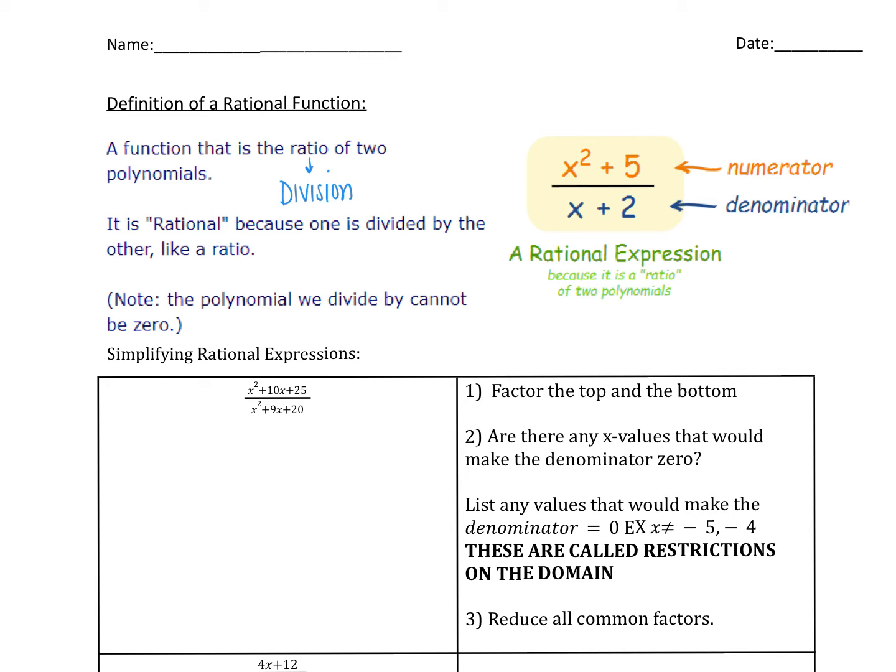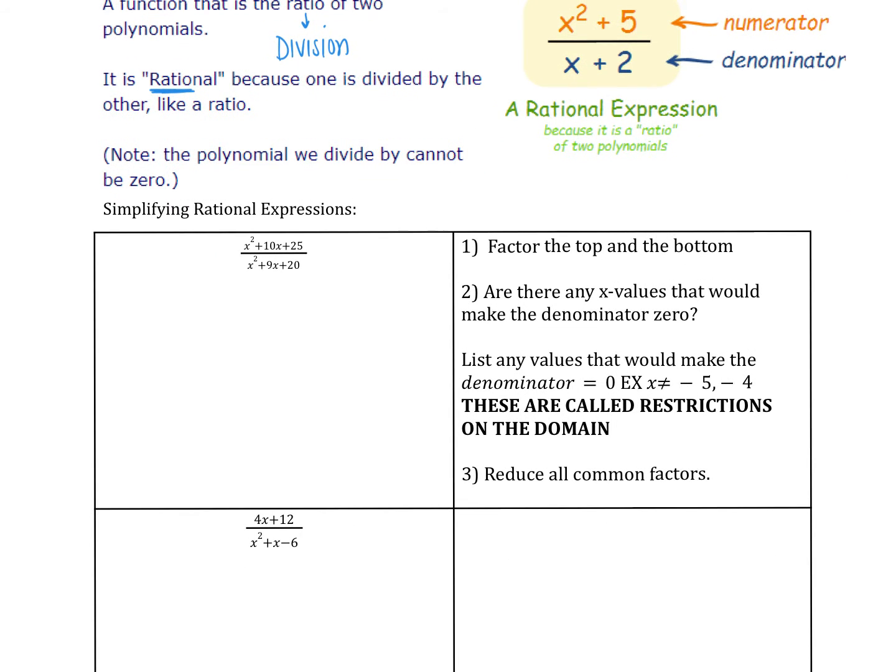Rational and ratio are like terms, right? Ratio is actually in the word rational, so that's important. So every time we see a rational function, you're going to divide because there's a ratio, okay? So when we are solving rational functions, I'm going to show you the steps right here. This first box is super important. We're just going to jump right in.